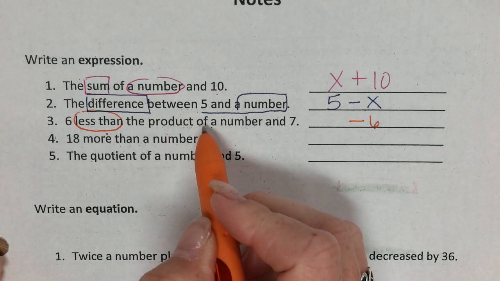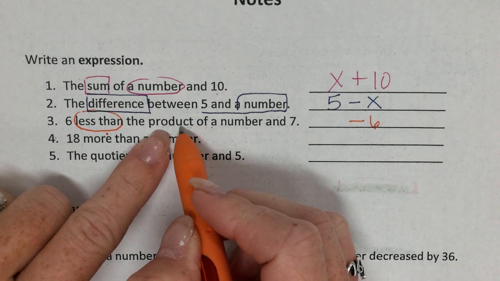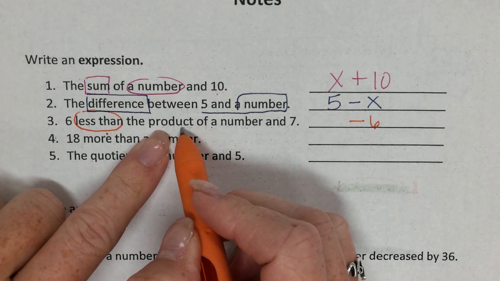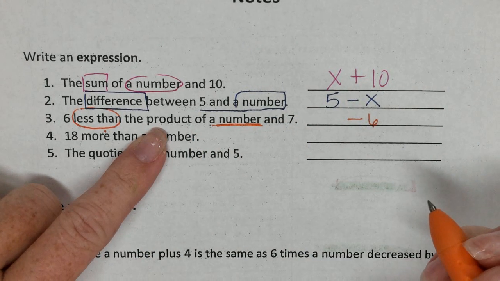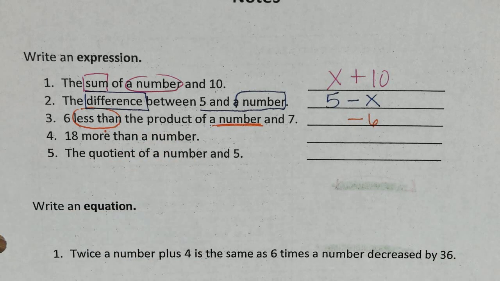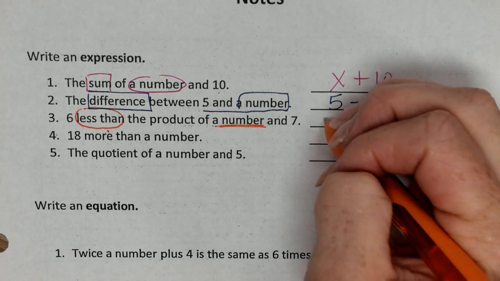The product of, what is product? Multiplication. So we're going to multiply a number. What's a number? X and 7. Now don't put x times 7. You put the number and then x. So I would write 7x.